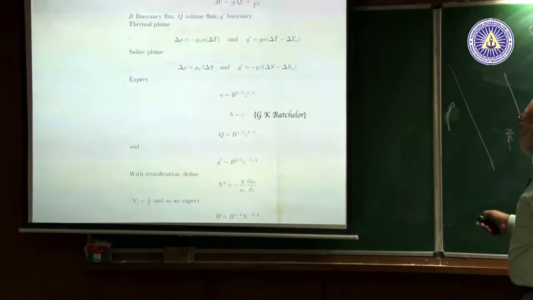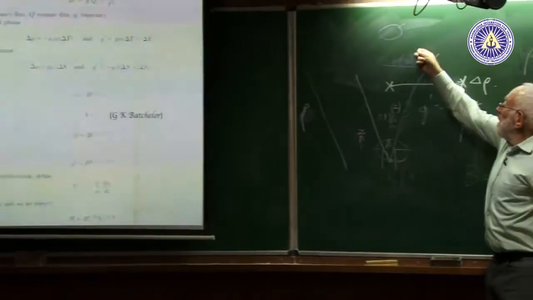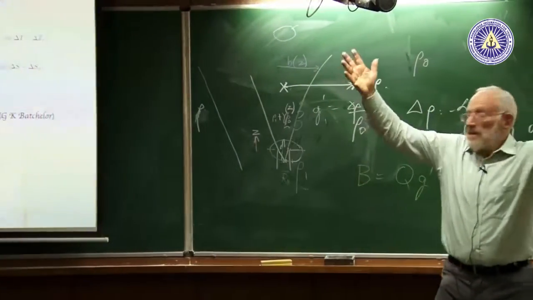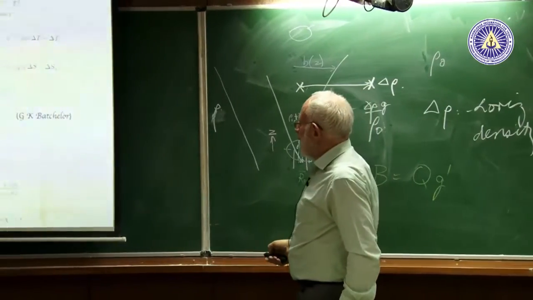And because of the dimensions of Q, the volume flux, there's got to be a relationship between Q and B that goes like this, and g prime has to decrease like Z to the minus 5/3. g prime clearly decreases because as we go up, the density difference driving the flow goes down, so it goes slower and slower.